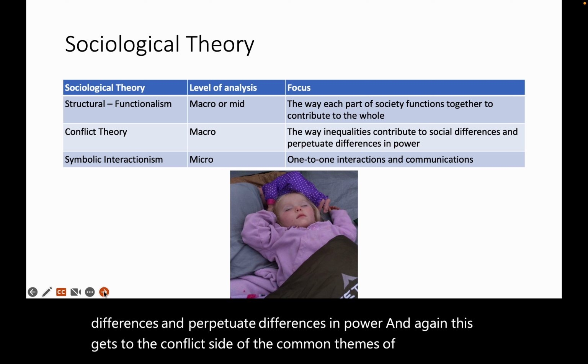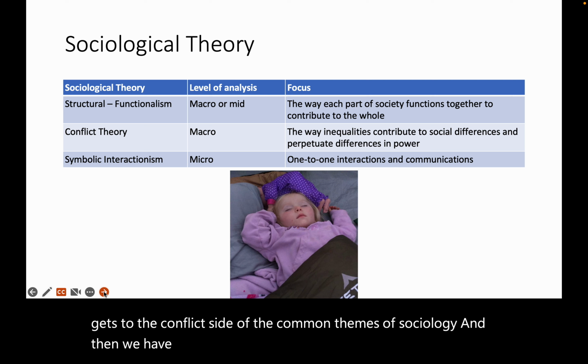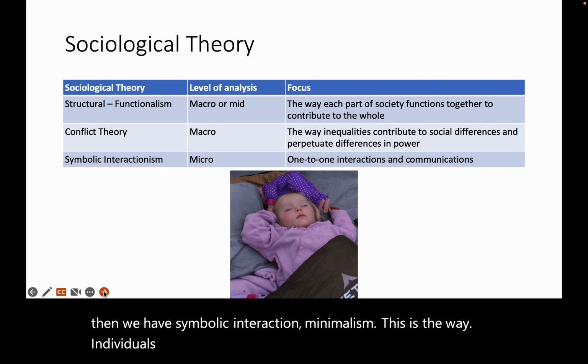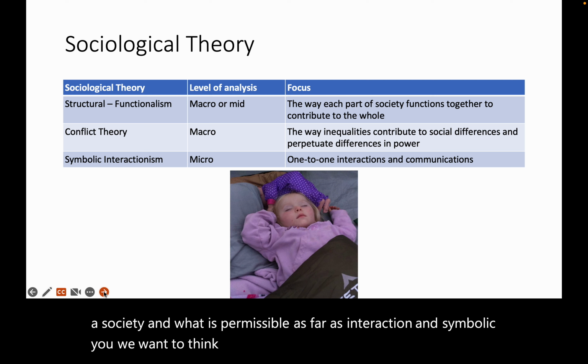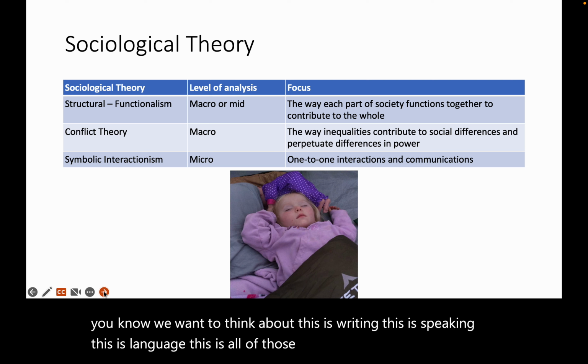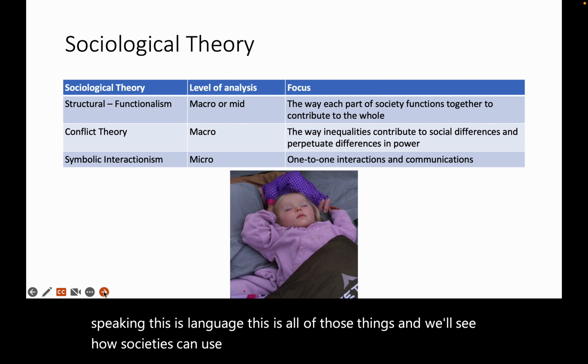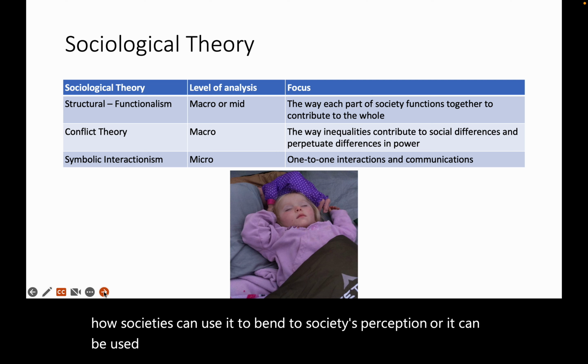And then we have symbolic interactionism. This is the way individuals communicate their social norms or their conflicts within a society, and what is permissible as far as interaction and symbols. If we want to think about this, it's writing, it's speaking, it's language, it's all of those things, and we'll see how societies can use it to bend a society's perception, or it can be used to create effective growth within a social group as we move through this class.